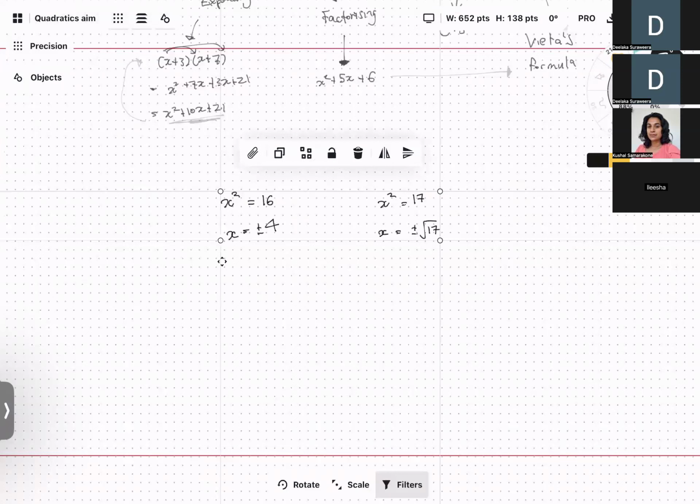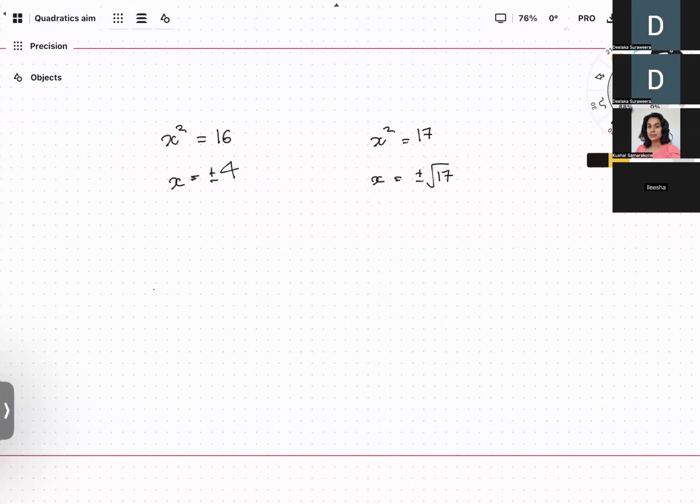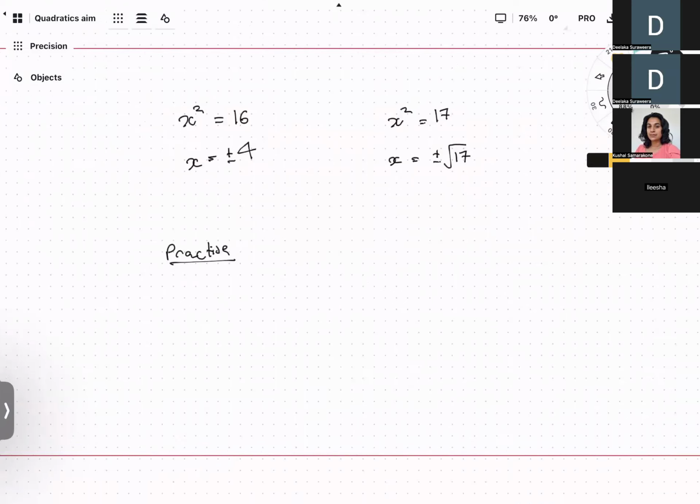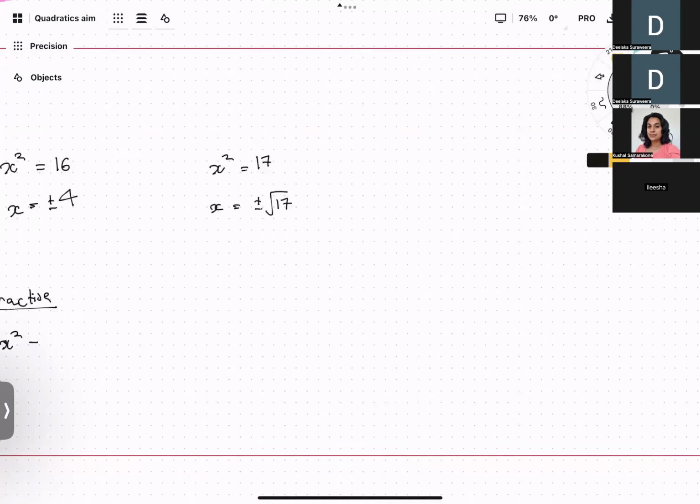I'm going to give you a slightly harder problem. Okay, now let's practice this concept. Actually, no, I'm going to give you one more in the class. What if I say this? 2x squared minus 72 equals 0. How do you solve this?